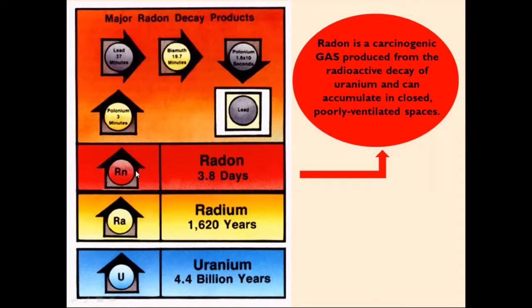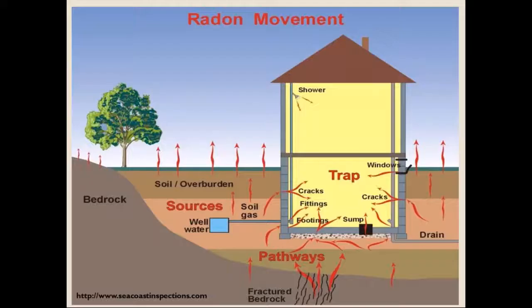To focus on here, I wanted to look at this particular step in the decay process. Radon, which has a half-life of about 4 days, is one of the daughter products produced from the decay of uranium. Radon is a carcinogenic gas, and it can be hazardous to your health if it's allowed to accumulate in closed, poorly ventilated spaces, and then you breathe it.